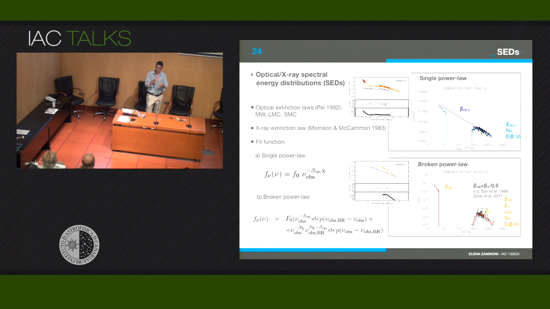So, the other step was to make the spectral energy distribution, the SED, considering the optical and X-ray data, and we use the optical extinction law for the Milky Way, Large Magellanic Cloud, and Small Magellanic Cloud, the X-ray extinction law, and for the fit function we use a single power law or a broken power law, and the statistics told us which model was better in each case. And we made this SED considering different times during the emission. The gray bands correspond to the times where we made the SED.